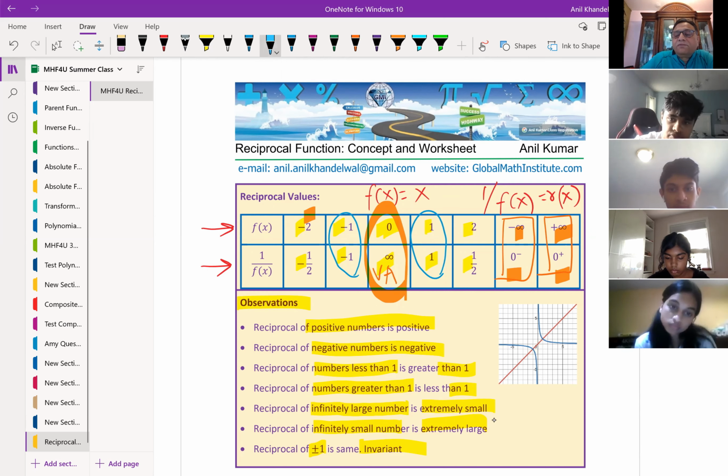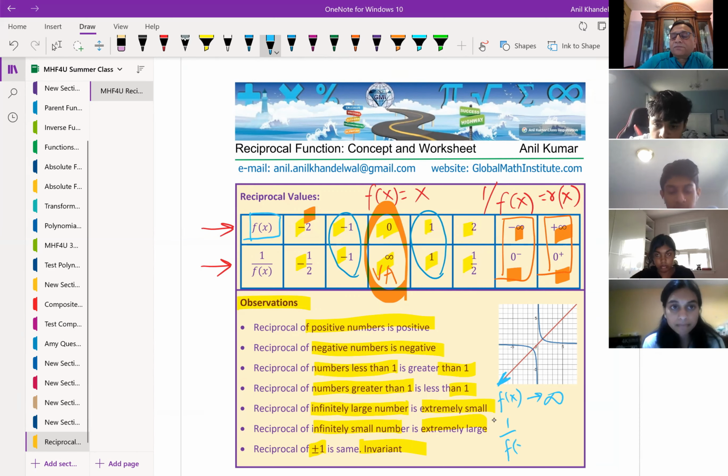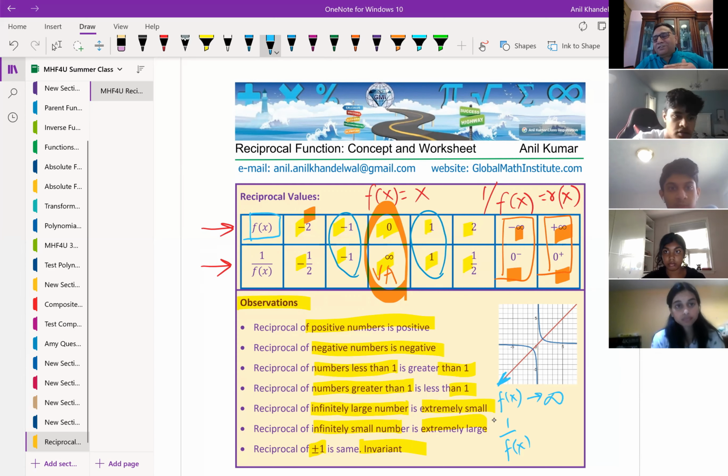As x approaches negative infinity, we are saying f of x approaches, f of x is the y value, correct? So this is going to negative infinity, right? Here f of x is approaching negative infinity, correct? So what is happening to 1 over f of x? If you divide by a large number, you get a very small number. If the number is negative, your reciprocal is also negative. So you are approaching 0, right? But you are below the x-axis. So therefore, I'm writing 0 with a negative sign there.